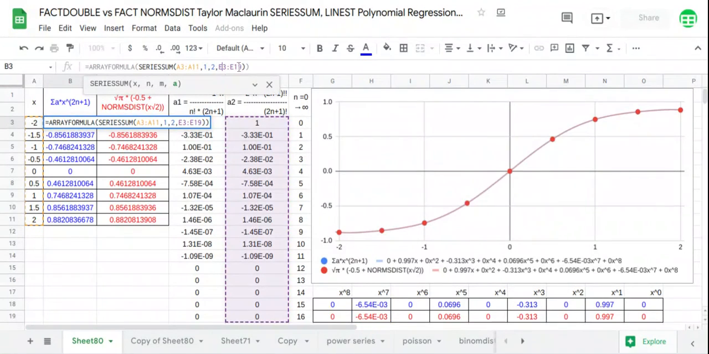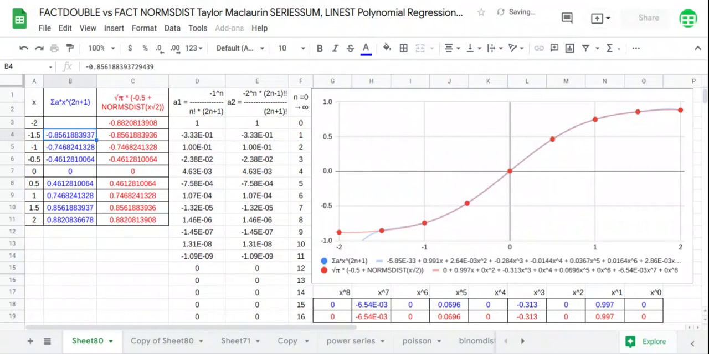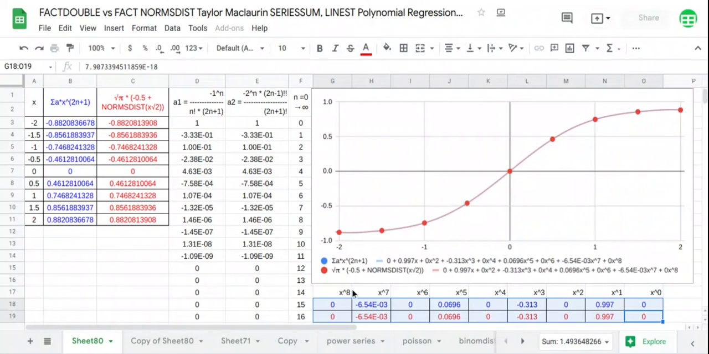Suppose we use the factorial coefficient. So erase this, replace it with the factorial coefficient. We still get the same polynomial regression coefficients. The polynomials are the same, our trend lines are still the same, and the datasets are still the same. This completes the use of factorial and double factorial to generate the Taylor-Maclaurin series sum of NORMSDIST formula.